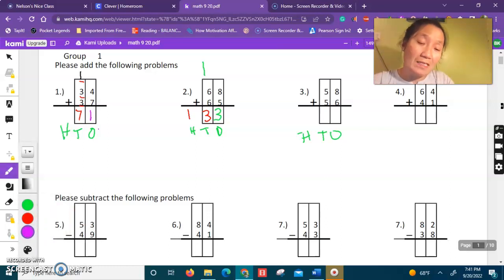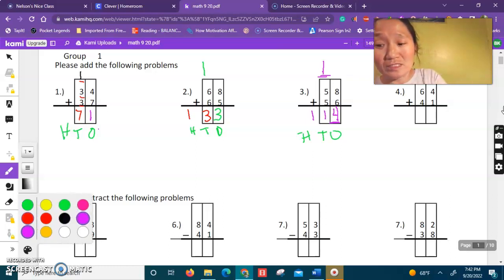Alright, so I have 8 plus 6. Well, I know 8 plus 2 is 10, plus 4 more is 14. So I put the 4 down, carry the 1, because it's 14. 10 plus 4 is 14. 5 plus 5 is 10. Plus 1 more is 11. So I put the 1 down and carry the 100, because 50 plus 50 is 100, plus 10 more is 110. 110 plus 4 is 114. All right.